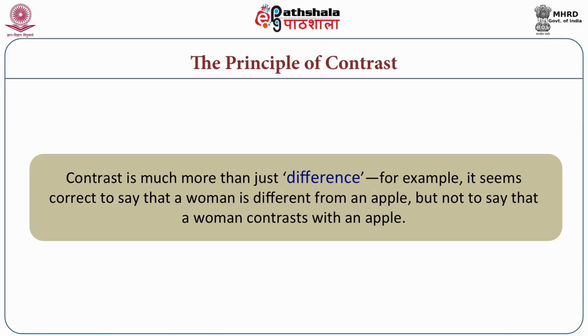If we define grammatical category like this, then we need one important principle, which is invoked in the second of the 3 principles, that there should be systematic and similar contrasts, which makes the notion of contrast and the principle of contrast a very important one. So what is this principle of contrast? Contrast is more than just difference. So it would seem correct, for example, to say that woman is different from an apple, but you can't say that a woman contrasts with an apple.